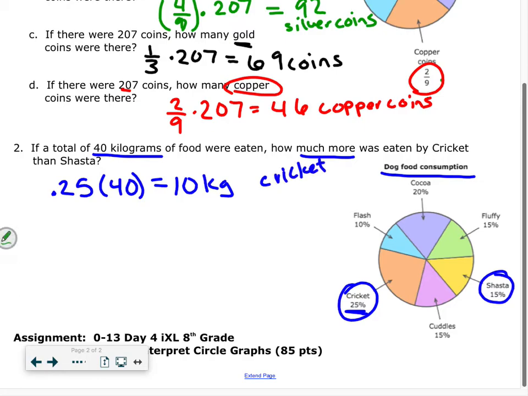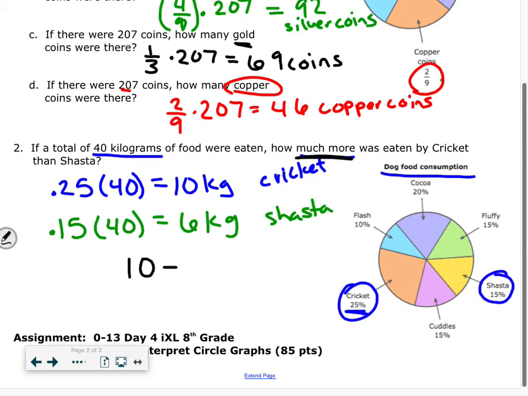Then we have Shasta, who ate 15% or 0.15 times 40 kilograms. Shasta only ate 6 kilograms of food. Now it asks us how much more was eaten, so then we need to subtract. 10 minus 6 will be 4 kilograms that Cricket ate more than Shasta. Okay?